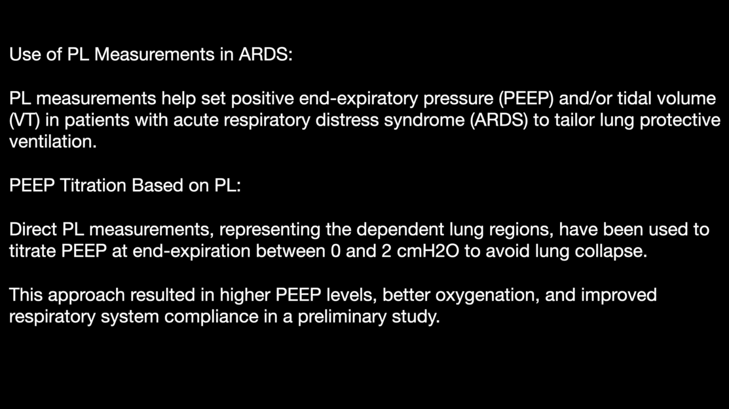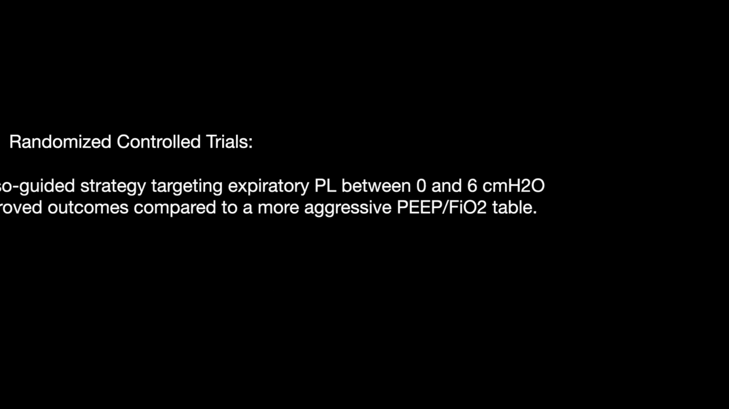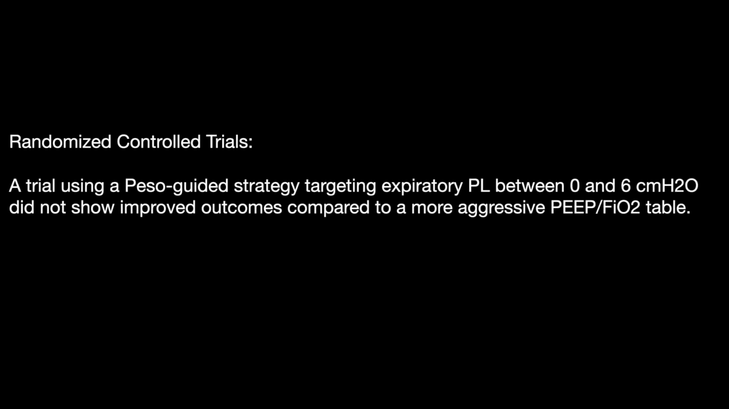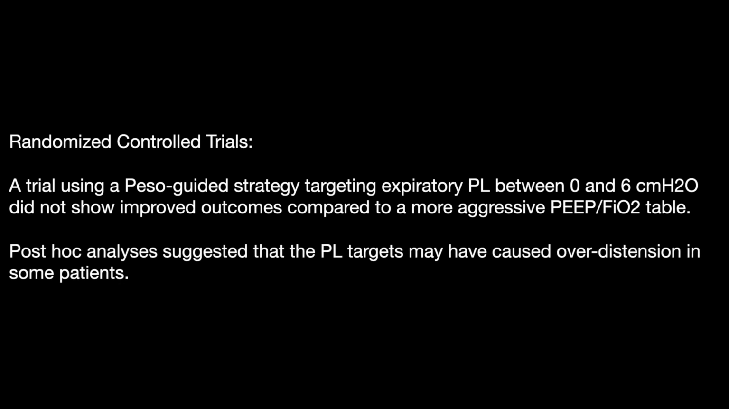This approach results in higher PEEP levels, better oxygenation, and improved respiratory system compliance in preliminary studies. Are there any RCTs? A trial using this esophageal pressure guided strategy, targeting expiratory transpulmonary pressure of 0 to 6, did not show improved outcome compared to the more aggressive PEEP FiO2 table based strategy. Now, the post hoc analysis suggested that the transpulmonary pressure targets may have caused overdistension in some patients.